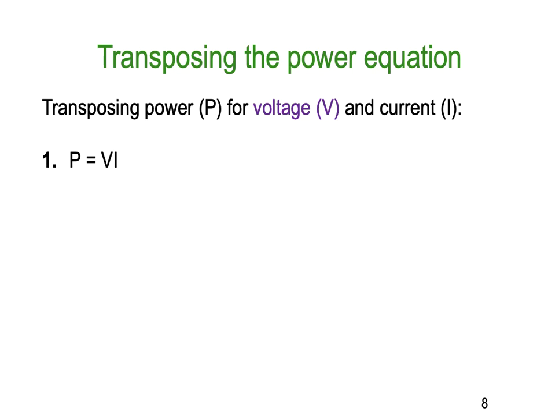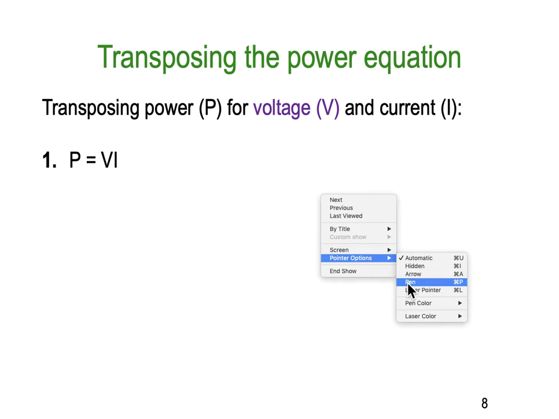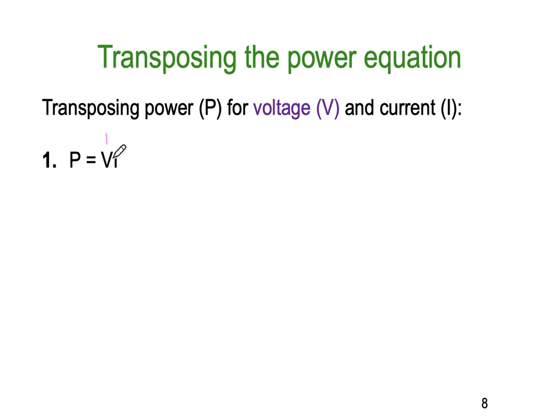So if I want to take this equation and transpose it and make voltage the subject of the formula, nice and easy, just divide both sides by current. So power divided by the current is equal to the voltage times the current divided by the current. I've simply divided both sides by current.